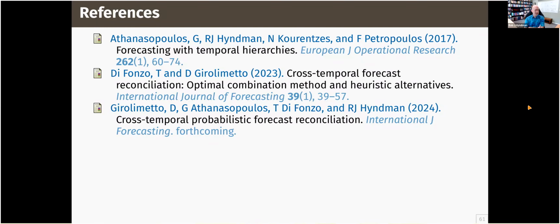I just wanted to mention the papers that I've used in this particular talk. The first temporal hierarchical paper is this one at the top in EJOR. The first paper that showed how to do cross-temporal reconciliation is this one by Tommaso and Daniele. And the last paper, which does cross-temporal and probabilistic, which in a sense completes the theory, is this one here, combining Daniele, Tommaso, me and George. And we'll stop there. Thank you.